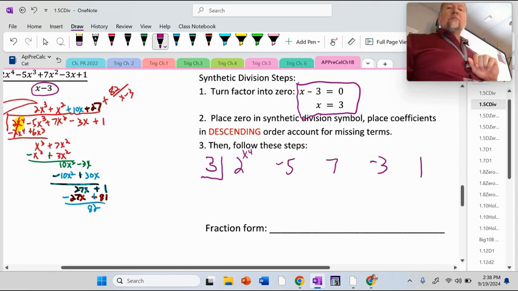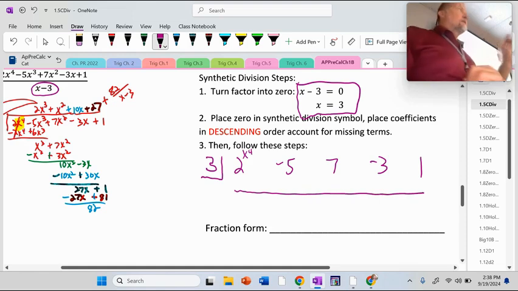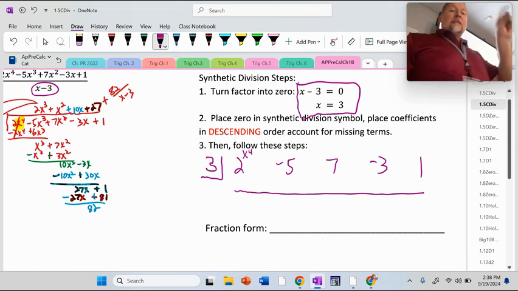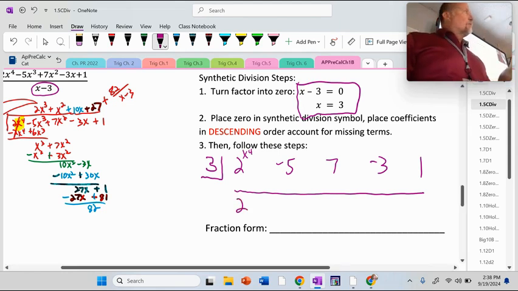Now, here's where it comes into play here. Draw a line here, and then this is where you need to really focus. This is actually more important than the long division. You're going to do a lot of synthetically dividing this year. First step is you just bring down the 2.